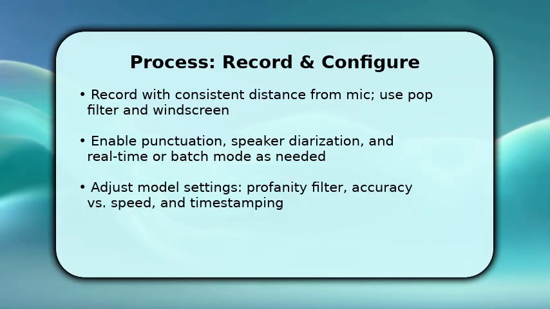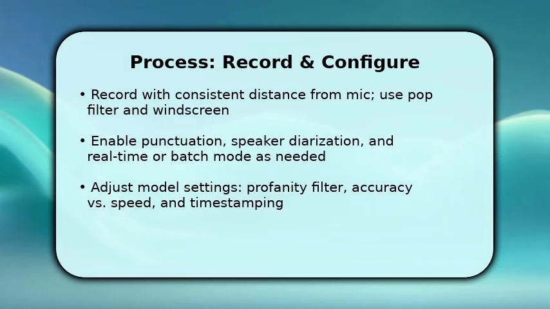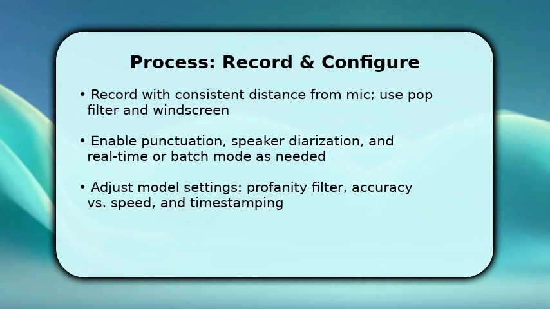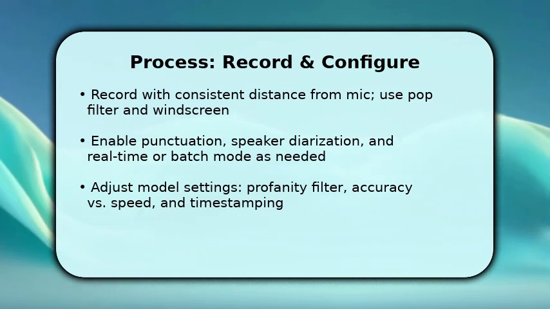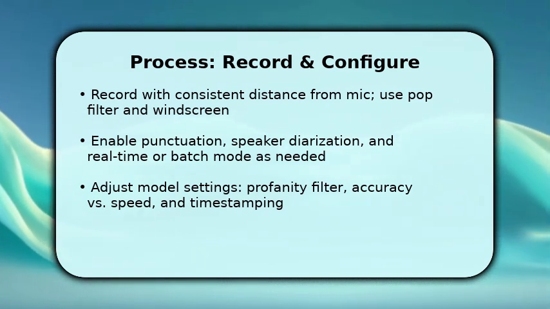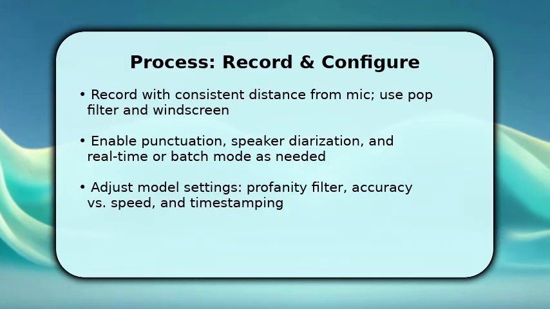Prioritize accuracy for documentation or speed for quick notes, enable timestamps if you need time-coded transcripts, and decide whether to redact profanity. These configuration steps shape the output, so iterate on short samples until you get the desired balance.